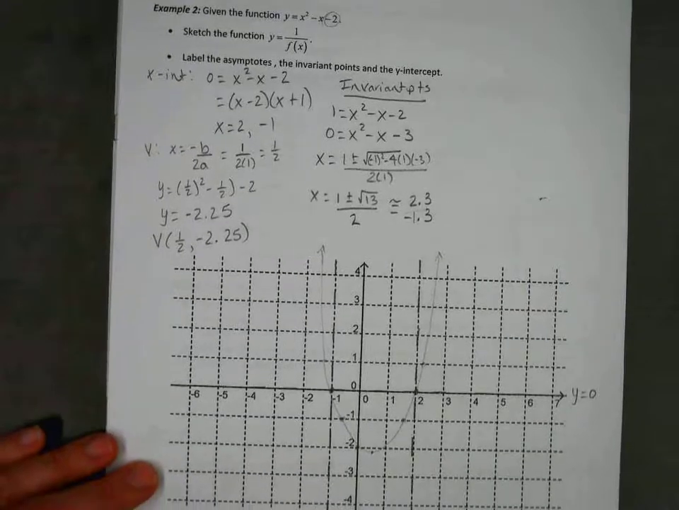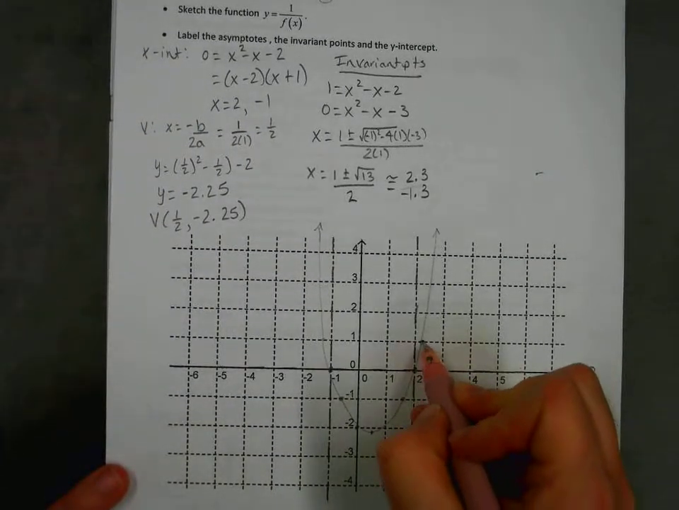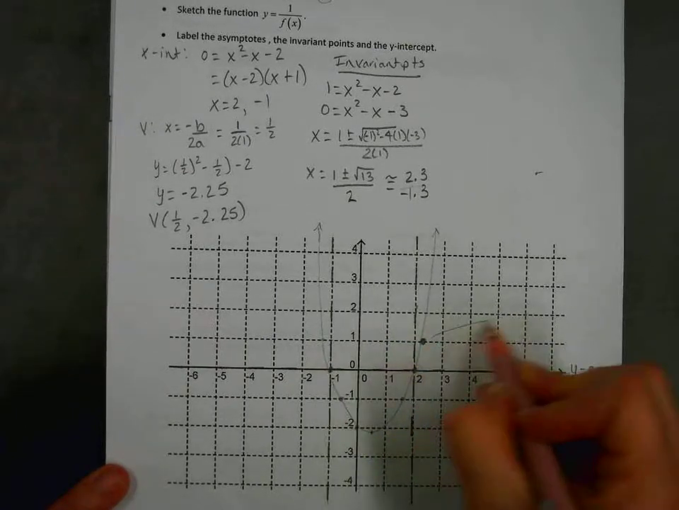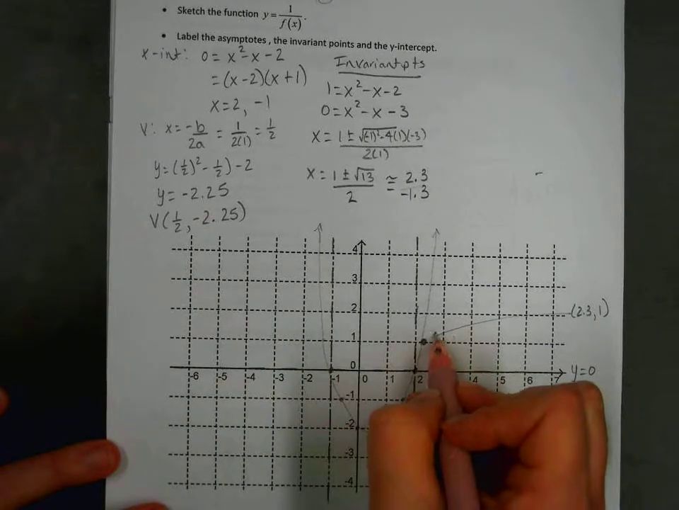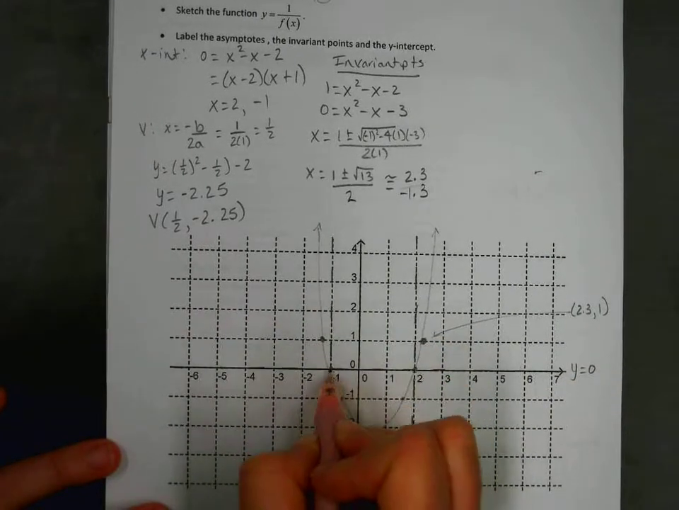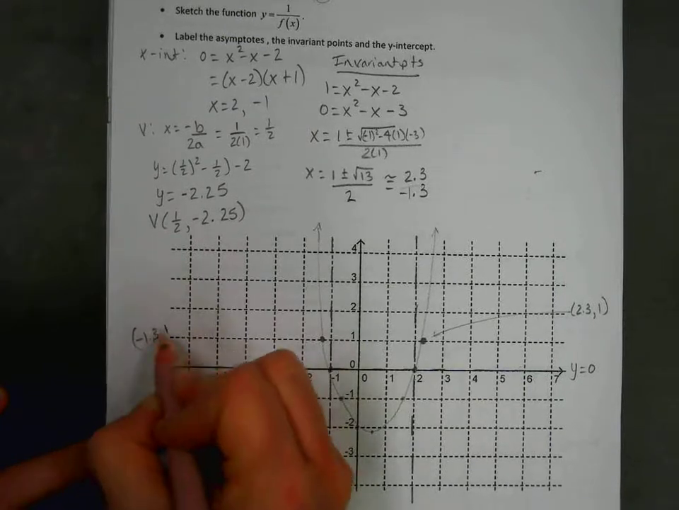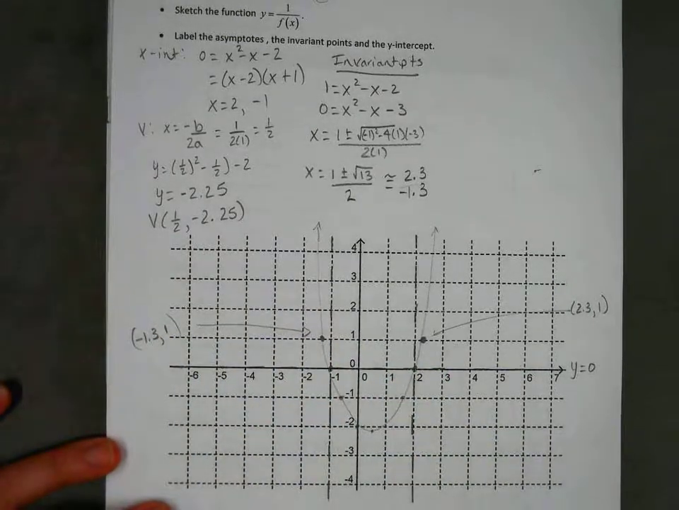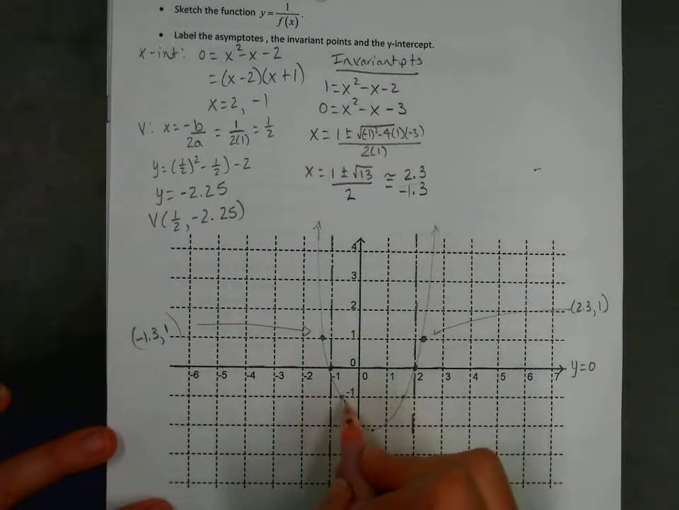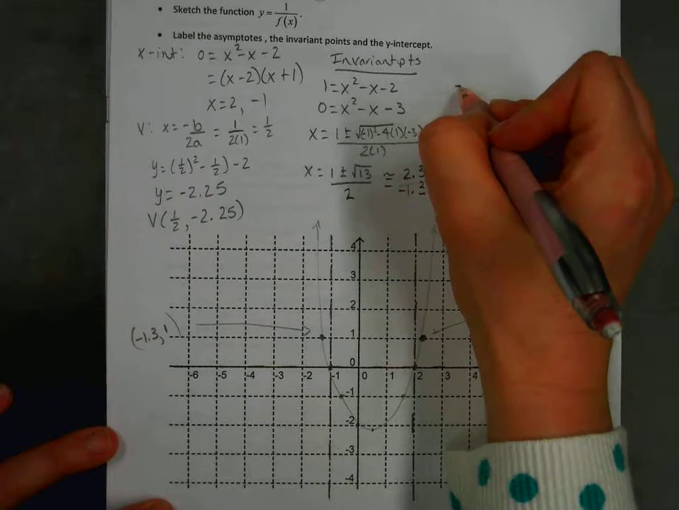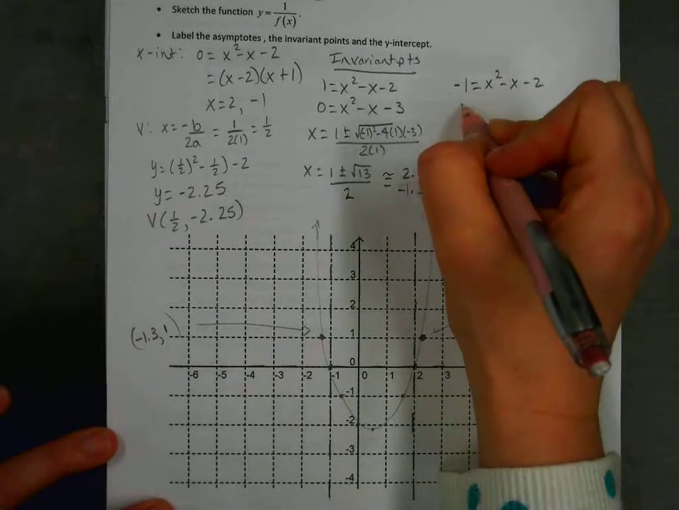So if I were to plot those points, my x value is 2.3 and 1, so this is one invariant point. And my other invariant point is here, at approximately -1.3 and 1. Now I want to find the other invariant points, where my y value is -1. Substitute that in and solve for x.